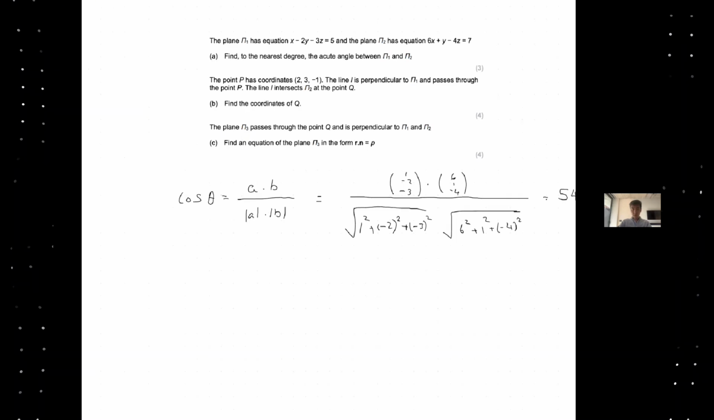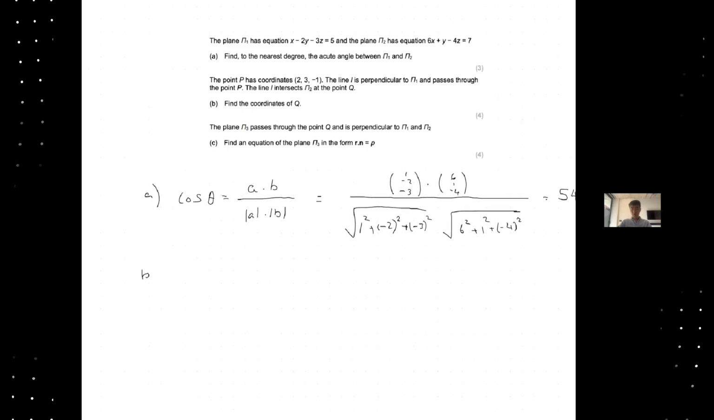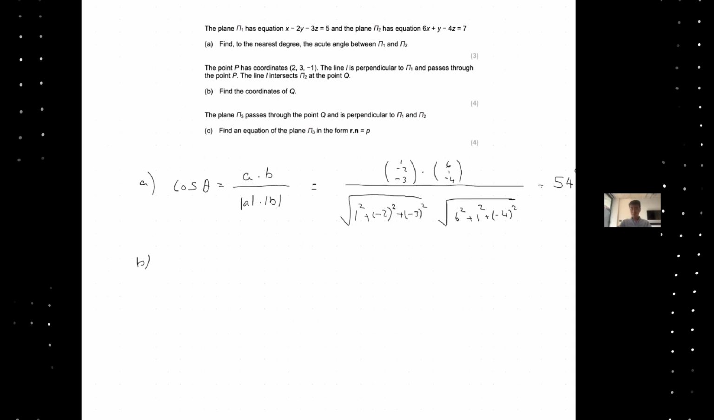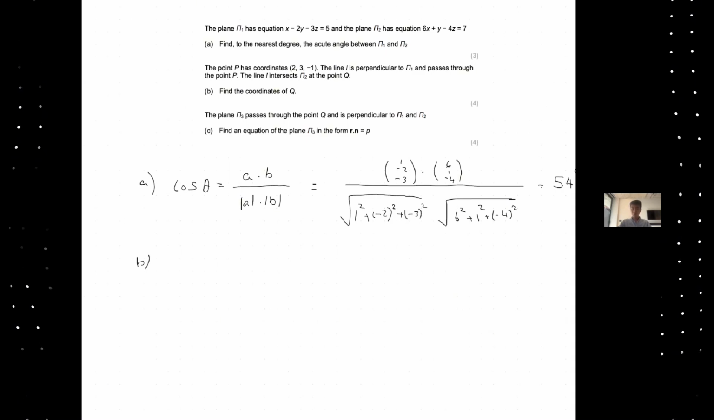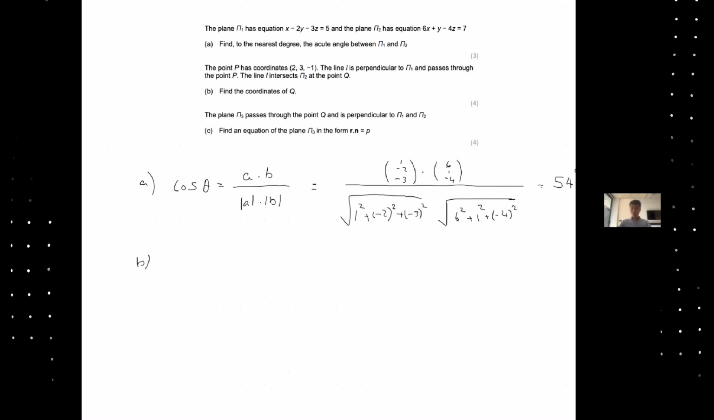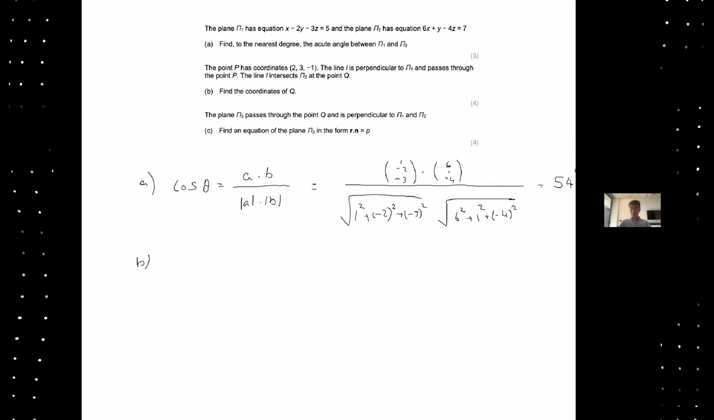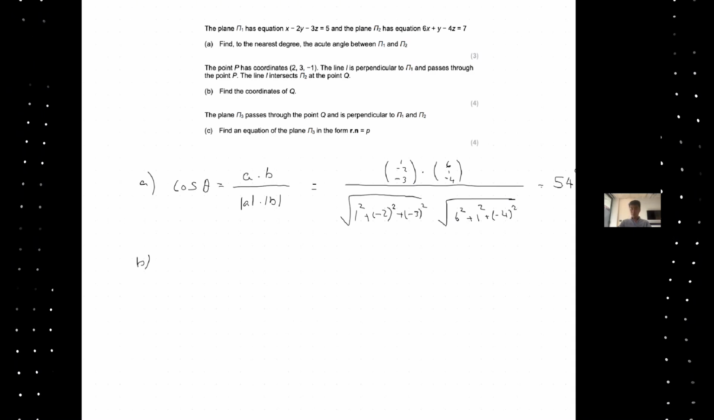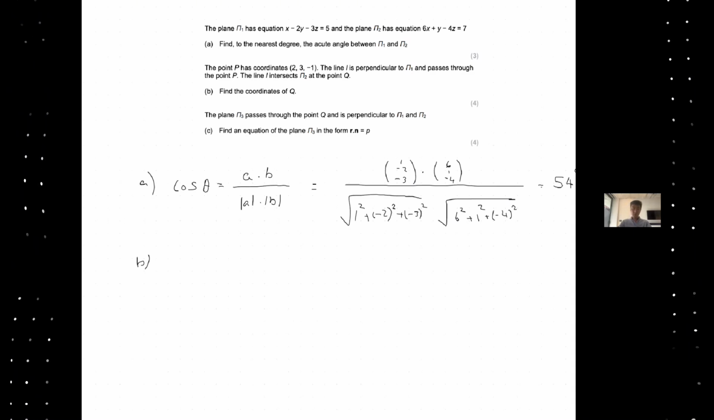That's part A. Part B then. Now we have a point P, 2, 3, minus 1, and the line L is perpendicular to the first plane and passes through P. But this line L also intersects the second plane at the point Q, and we were asked to find point Q. Okay, so first of all, we know this to be a line.